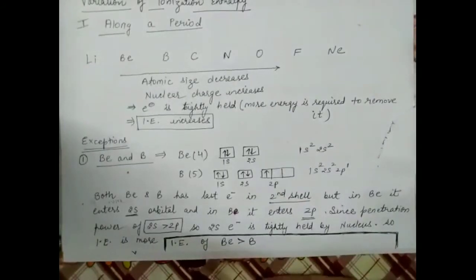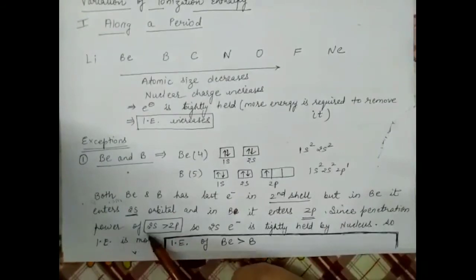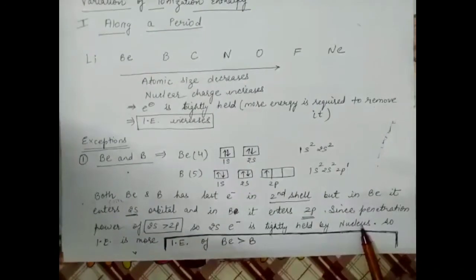Since the penetration power of 2s is greater than 2p, in the last class we discussed about the penetration power. As compared to p orbital, s orbital is closer to the nucleus. So the penetration power of s is greater than p, and the greater the penetration power, the more tightly the electron is held by the nucleus. So penetration power of 2s is greater than 2p. So the 2s electron is tightly held by the nucleus, and what will happen?